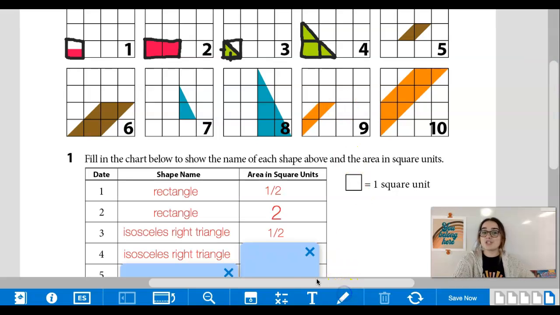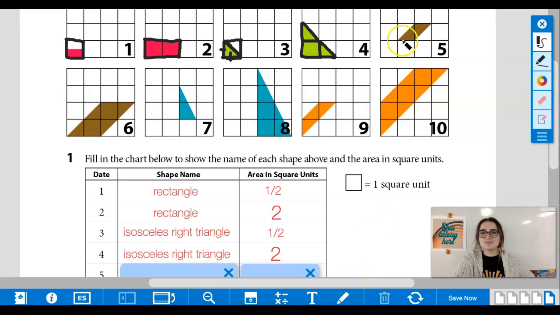The area of shape number 4 is 2. If I put this half over next to this half, it would make another 1 whole, which means I would have 2 square units. All right, shape number 5.